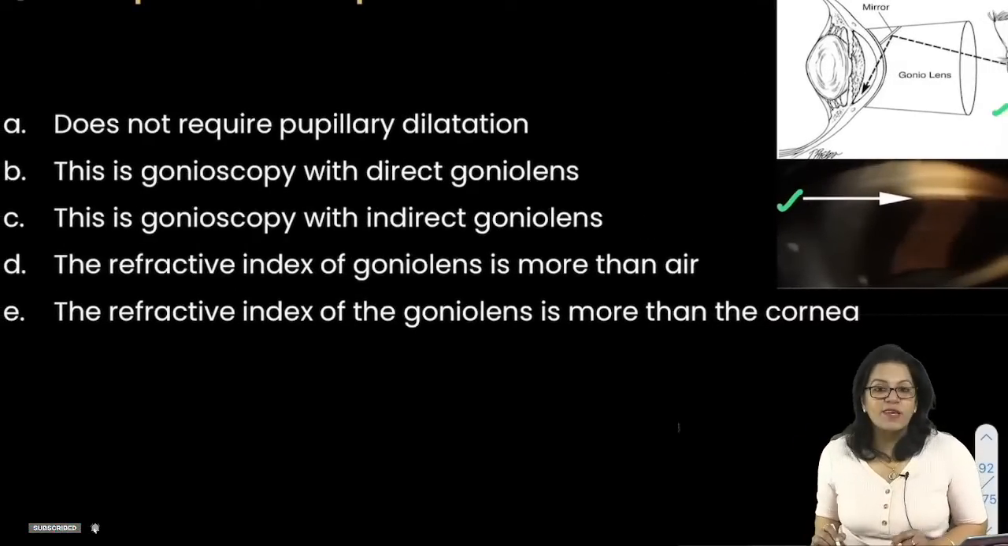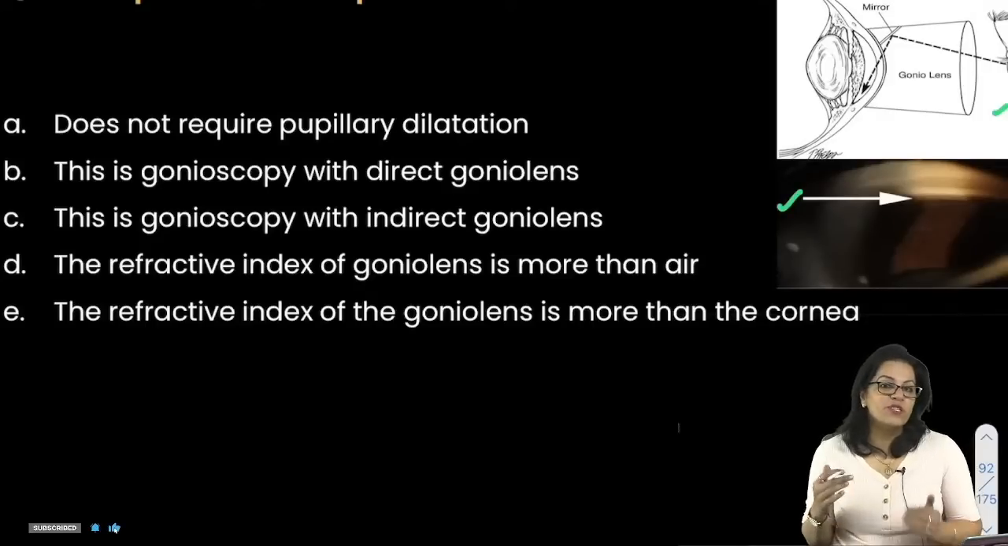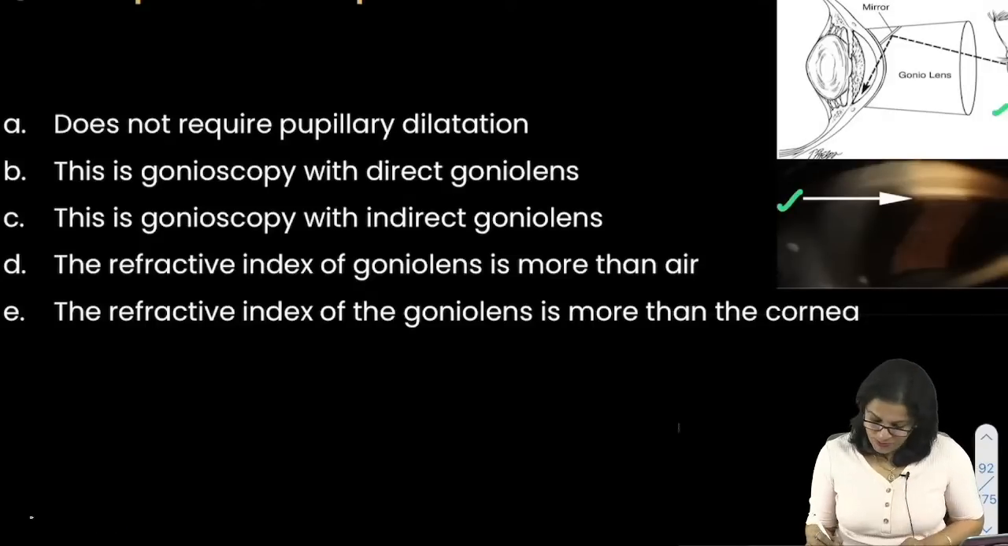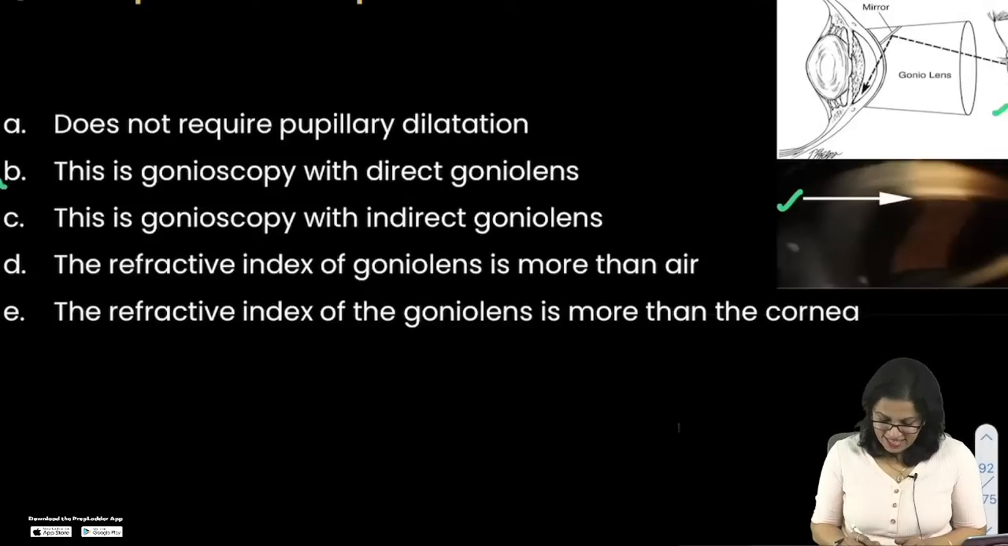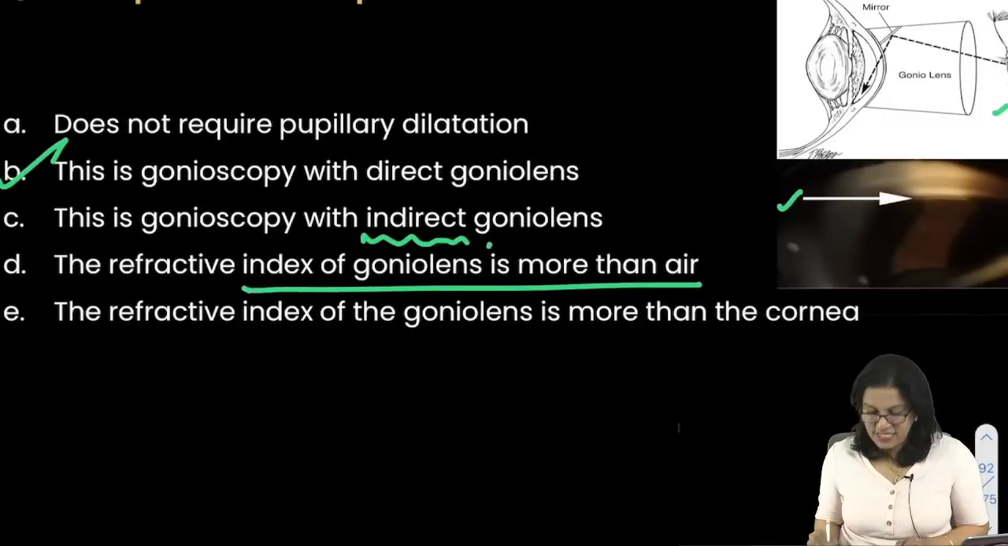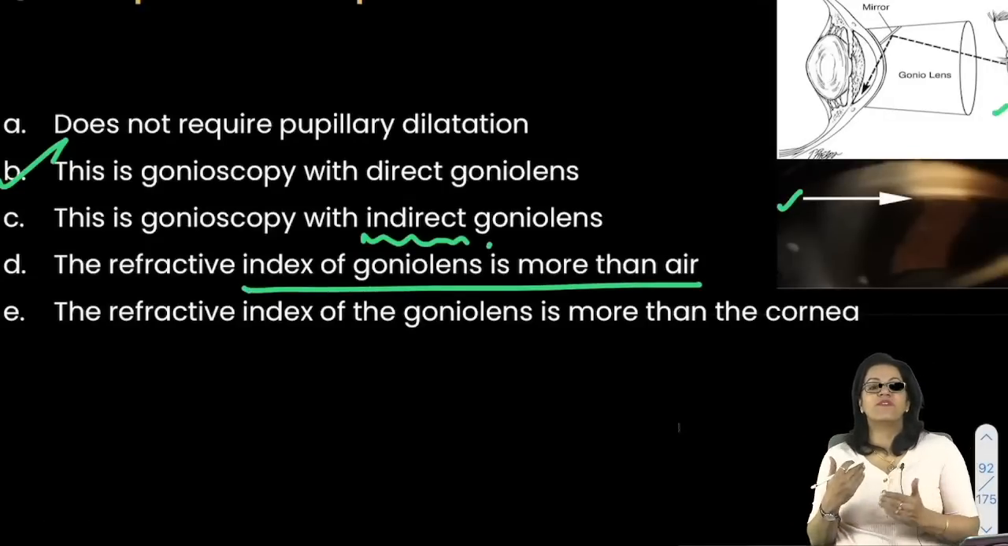Does not require pupillary dilatation. So gonioscopy, does it require pupillary dilatation? No. So this is a correct option. This is a gonioscopy with direct lens. So this is the incorrect option because it is mainly indirect, as this is a reflected light. The refractive index of gonio lens is more than air? Yes. So this is why we are using it.